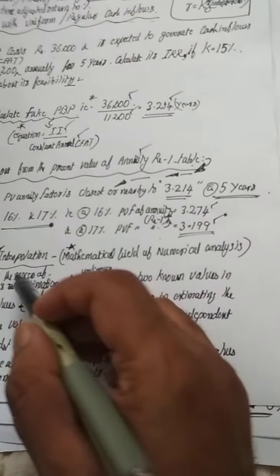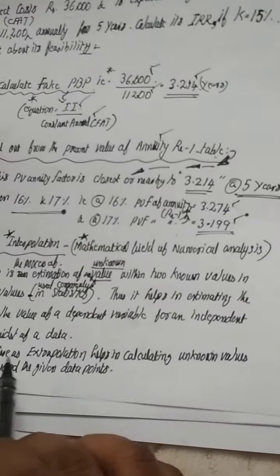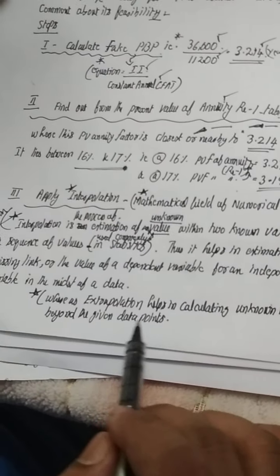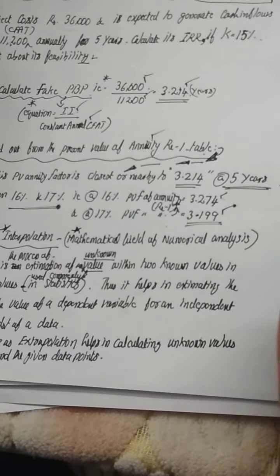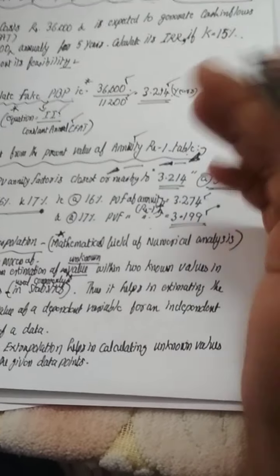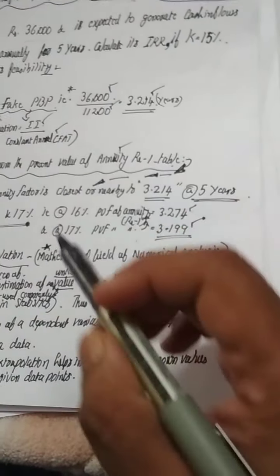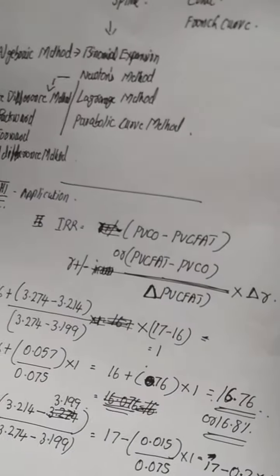There is one more method like interpolation which is called extrapolation. What is extrapolation? Extrapolation helps in calculating unknown values beyond the given data points. If we have a parameter, that is 17 here, and beyond that point we want to know anything, we will use extrapolation. But extrapolation is not something we are going to study under capital budgeting, so I am not explaining it. But certain mathematical basics you want to study here.